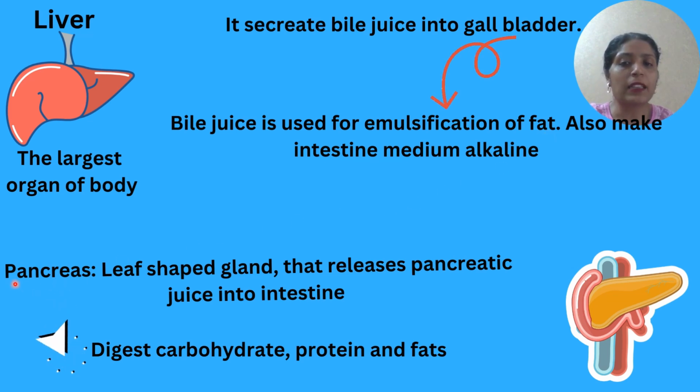Now, pancreas is the leaf-shaped organ, as you can see it in the figure, that releases pancreatic juice in the intestine for digestion of carbohydrate, protein and fat.